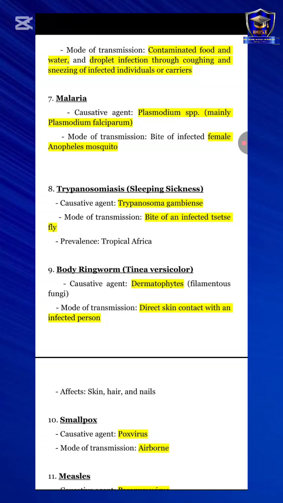Okay, and number 10 on the list, we have smallpox. Smallpox is caused by a virus called pox virus, and the mode of transmission is airborne. So pox virus is actually an airborne disease, and if you inhale it, you get it.